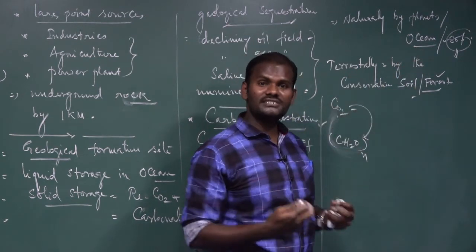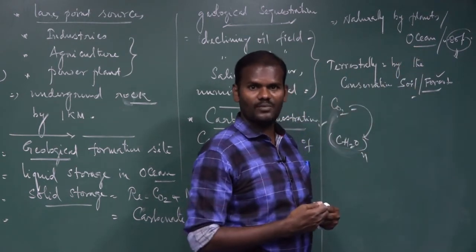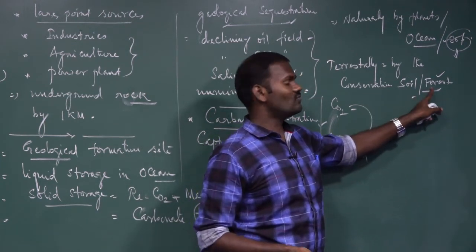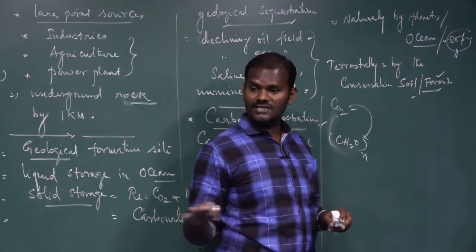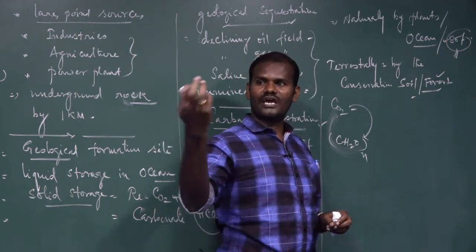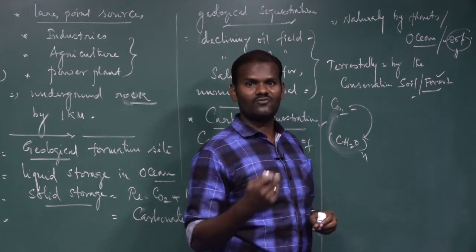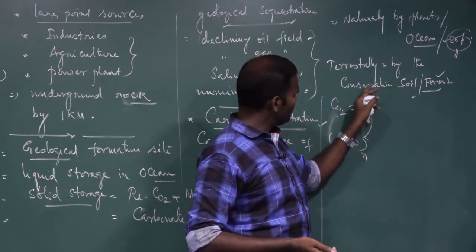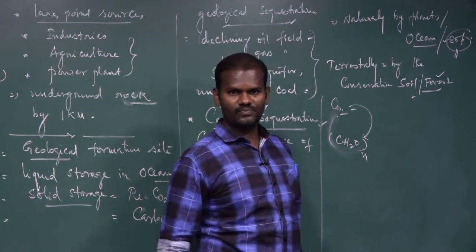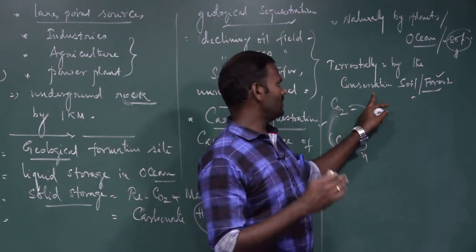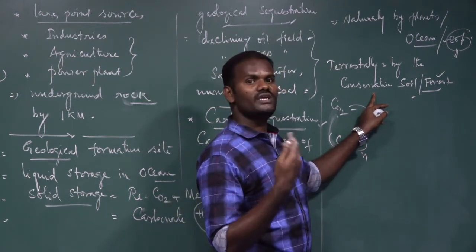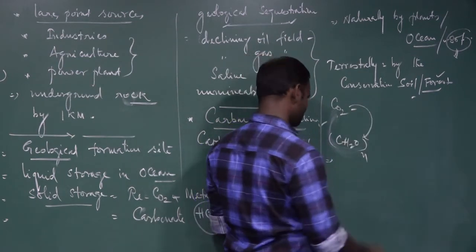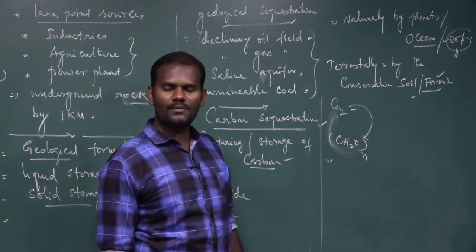Terrestrially, how can we secure the carbon, the storage of carbon? By conservation of soil and conservation of forest. Forest is another terrestrial system responsible for capturing carbon dioxide from the atmosphere for photosynthesis. It may occur naturally or through terrestrial conservation. So this is one of the capacities we have to enhance the carbon storage areas. Next we are going to discuss certain examples.